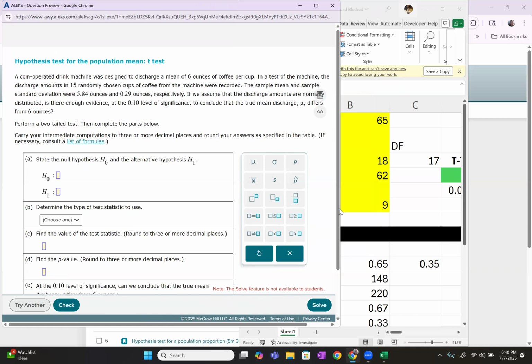So a coin-operated drink machine was designed to discharge a mean of 6 ounces of coffee per cup. In a test of the machine, the discharge amounts of 15 randomly chosen cups, hint, hint, 15, are recorded. The sample mean and the standard deviation were 5.84 and 0.29. They want to do a two-tailed test at 0.10.